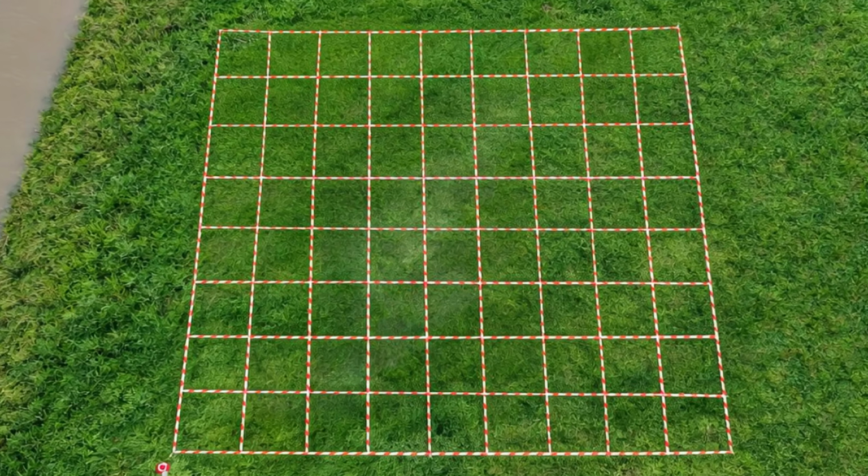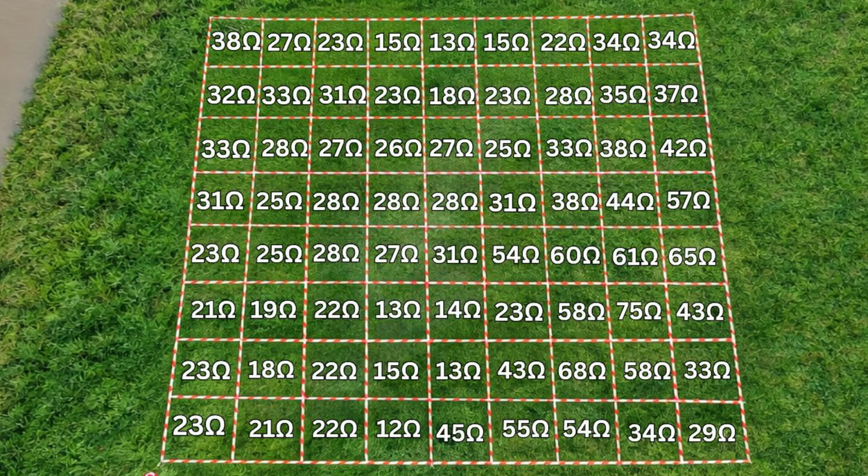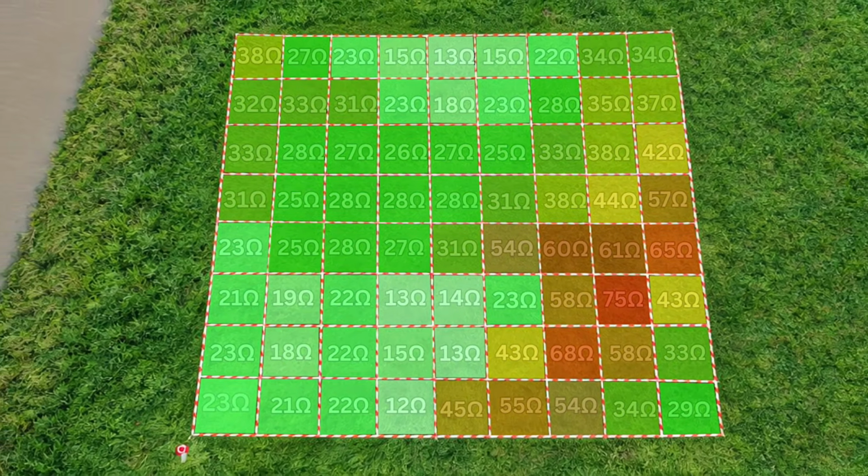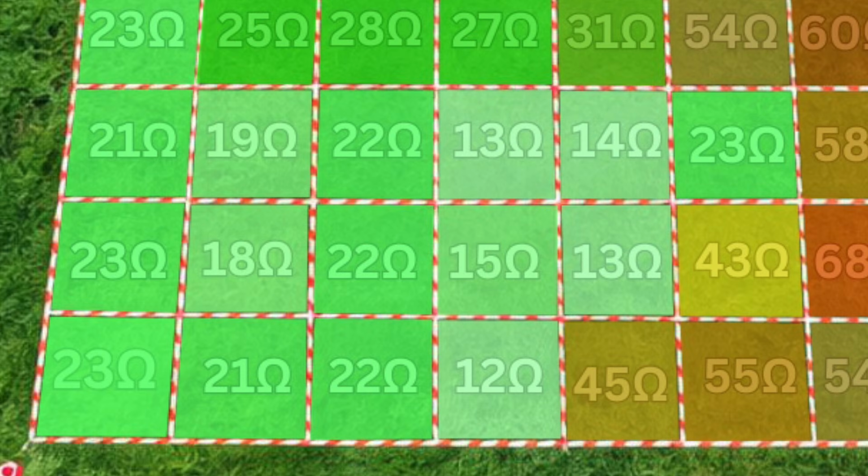So what can we do with all of these readings? Well, we threw these numbers into a special Excel spreadsheet. We could then map the resistivity on the ground to see where the best location to stick a substation would be. The lighter green is the lower resistivity.